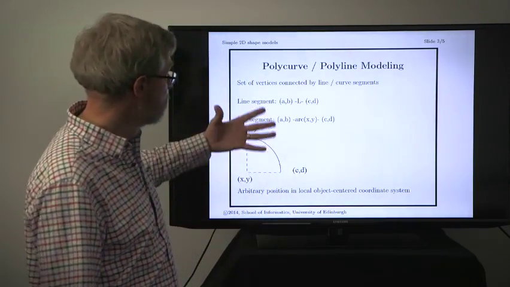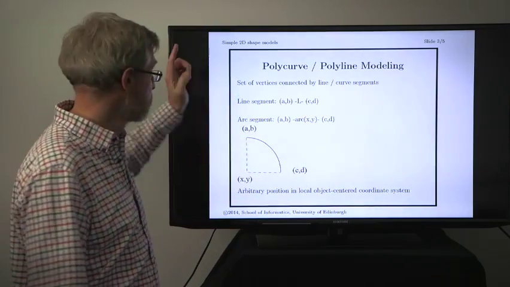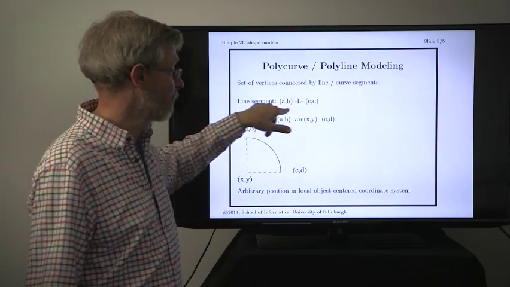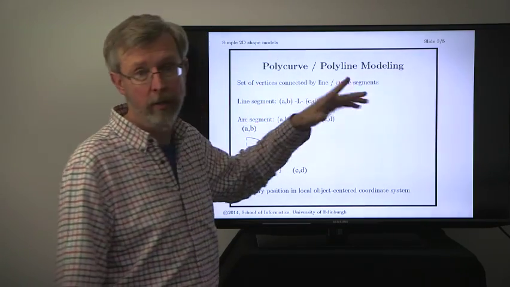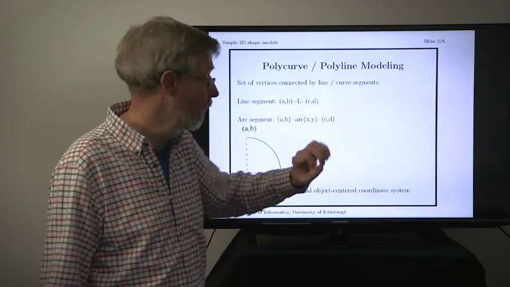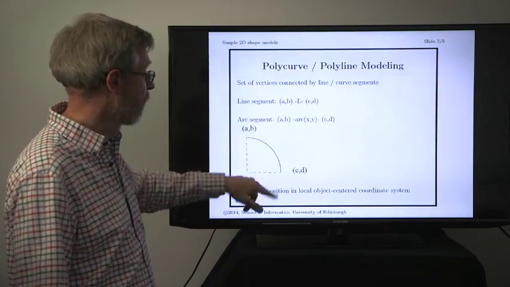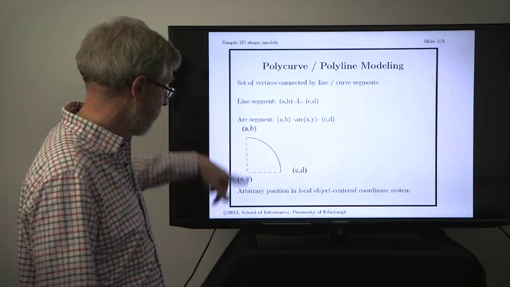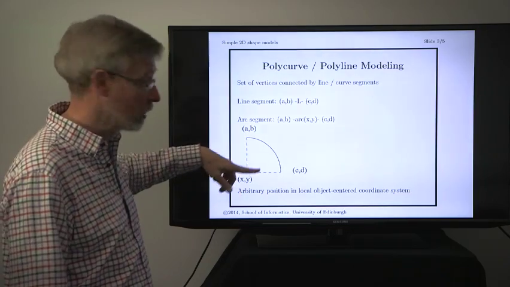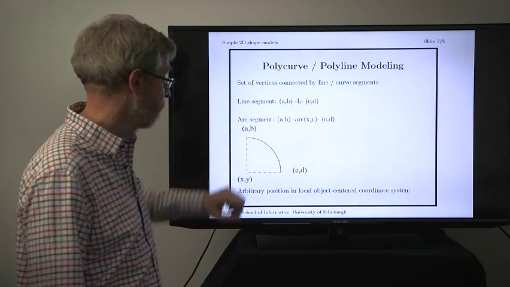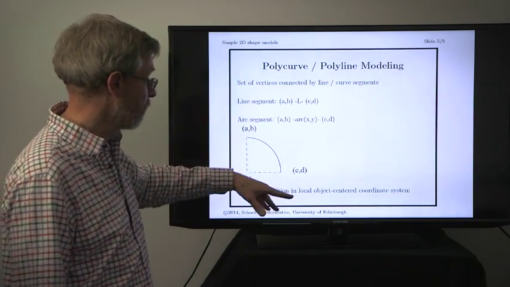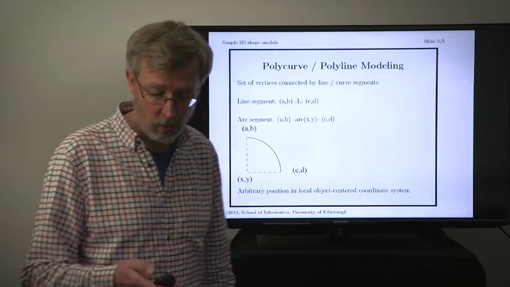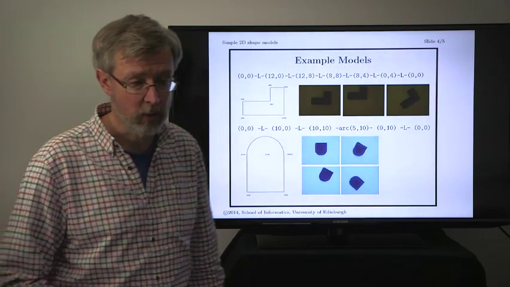So here are the two primitives that we're going to use. The first one is a line segment. We're going to represent that just by the endpoints of the boundary, and we can use a little code L saying that it's a straight line segment connecting the two. And the other is a circular arc segment. And here we need something a little bit more complicated. We need the two endpoints, and we need some sort of a center point of the circle so that we can determine the radius. At the moment these are arbitrarily positioned in a coordinate system, and we'll want to move things into place in order to make a full representation of the object.